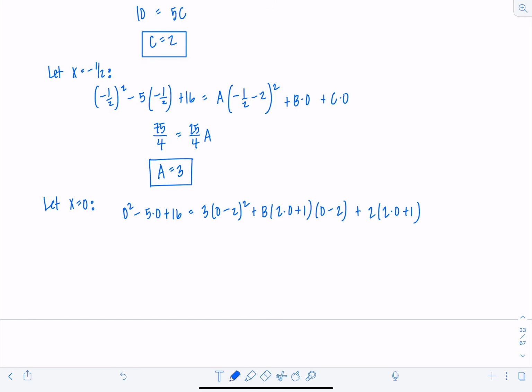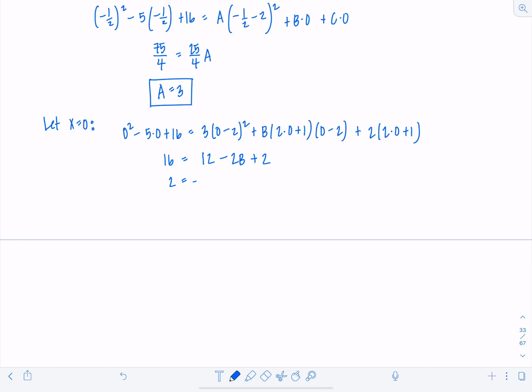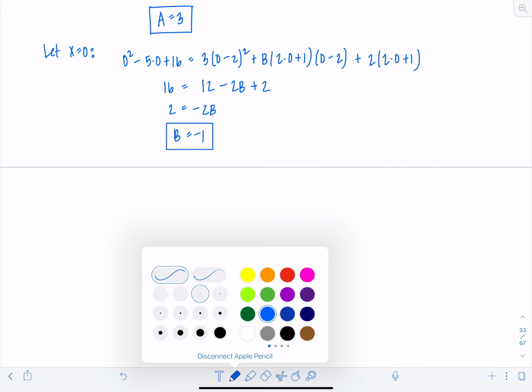All right, so on the left-hand side, I only have 16. And then on the right-hand side, this is going to be 3 times positive 4, so 12. And then I have 1 times negative 2, so minus 2b, plus 2. All right, so that's 14 on the right-hand side. 16 minus 14 gives me 2, so 2 equals negative 2b, which means b is negative 1. Good.